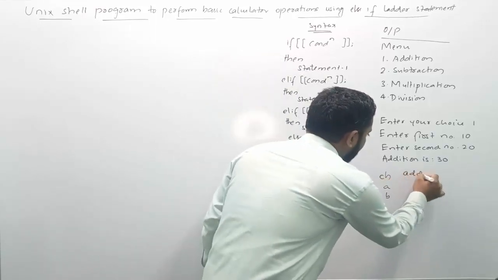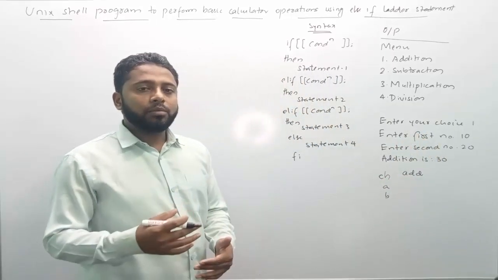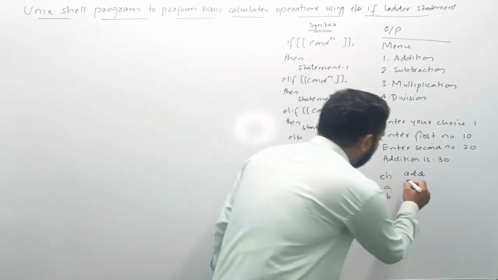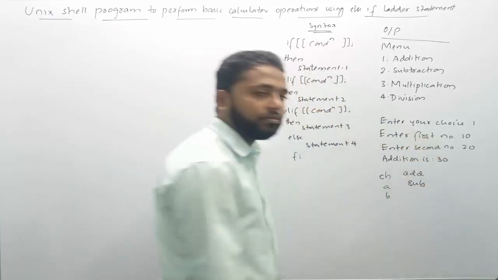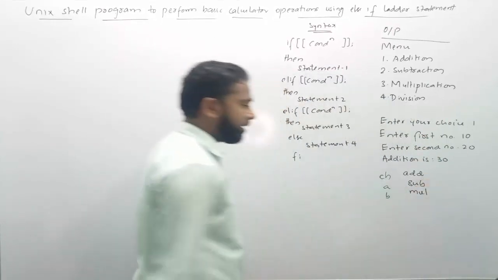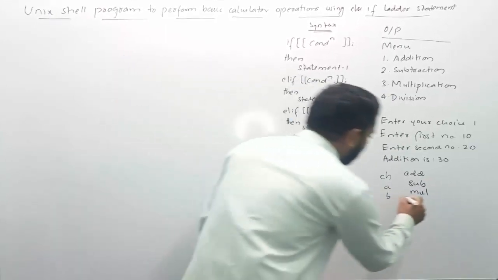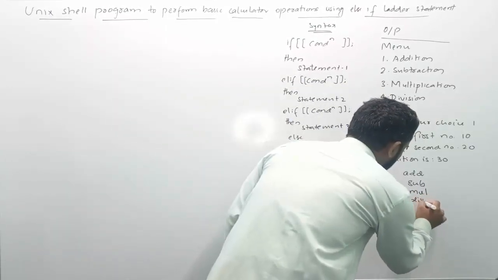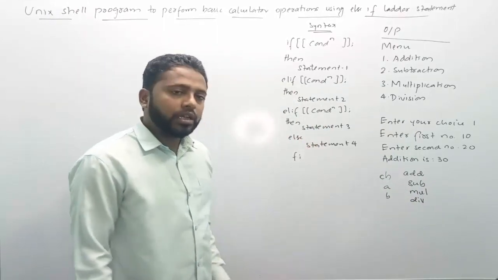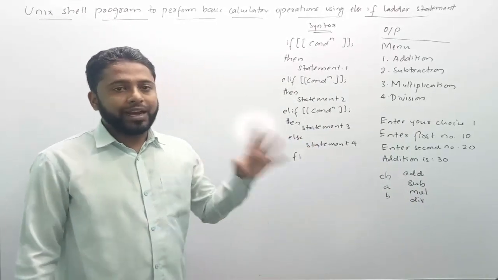let us say add. Similarly, when we are performing subtraction, the output of subtraction needs to be stored in some other variable, let us say sub. Next, to store the output of multiplication, we will create mul. And to store the output of division, we will create a div variable. So these are the variables we require to write this program.